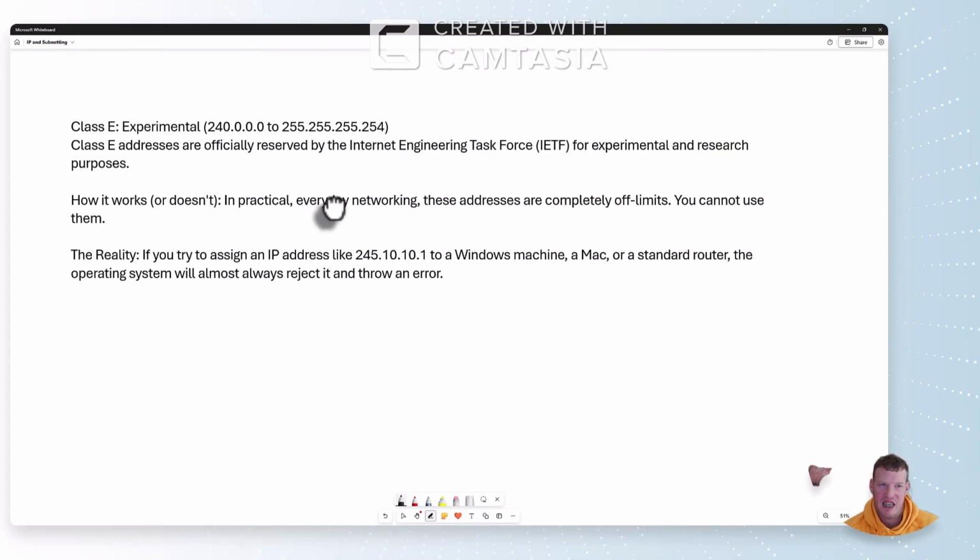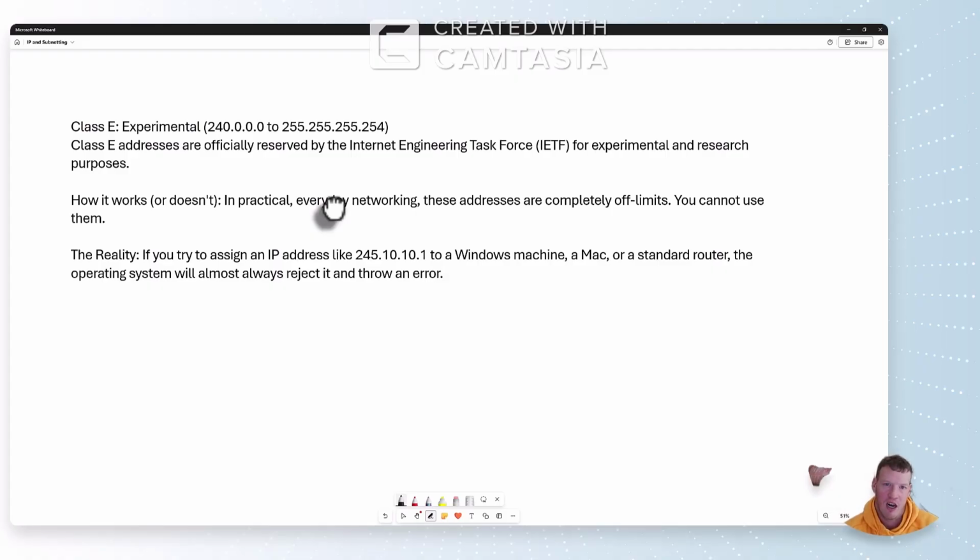Class E is an experimental range that we as regular consumers can't use. That range is going to be 240.0.0.0 to 255.255.255.254. It's officially reserved by the Internet Engineering Task Force, IETF, for experimental and research purposes. How it works, or doesn't: in practical everyday networking, these addresses are completely off limits. You cannot use them. If you try to assign an IP address like 254.10.10.1 to a Windows machine, a Mac, or a standard router, the operating system will almost always reject it and throw an error.